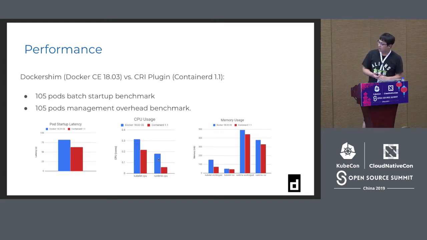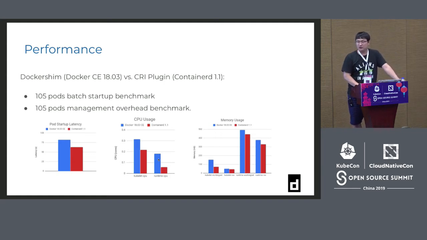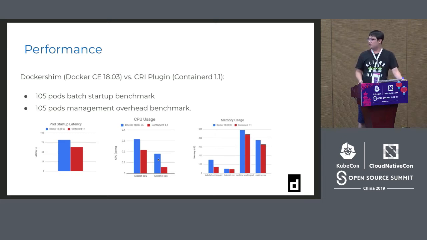This is a comparison with Dockershim performance. You can see, for example, the 105 pod batch startup benchmark, and also the 105 pods management overhead benchmark. Then we will see the components' resource usage. The reason for using 105 pods is that the default supported pod number is 105. The blue one is containerd and the red one is Dockershim. Basically, all better.